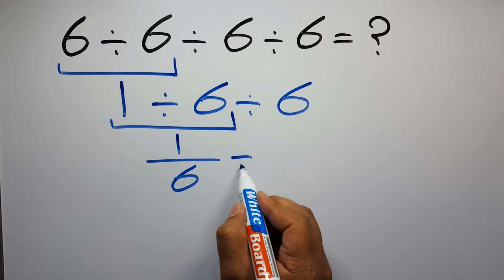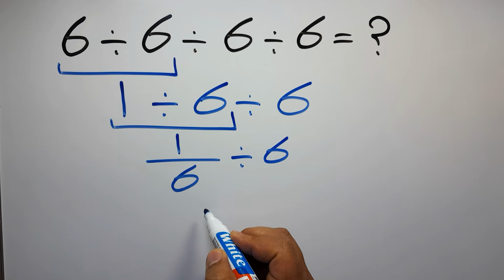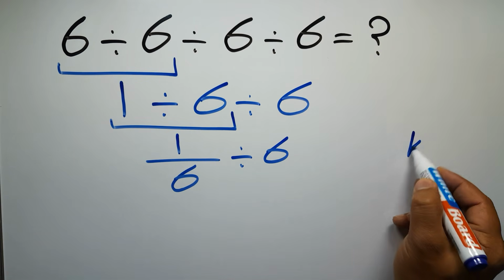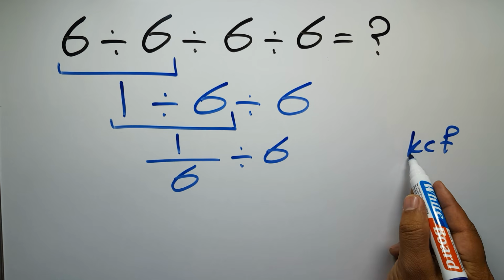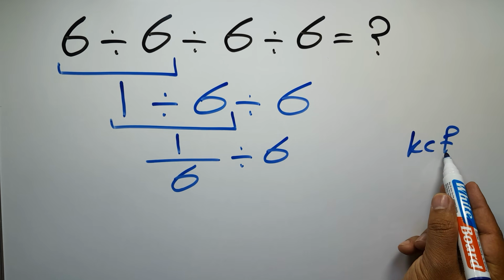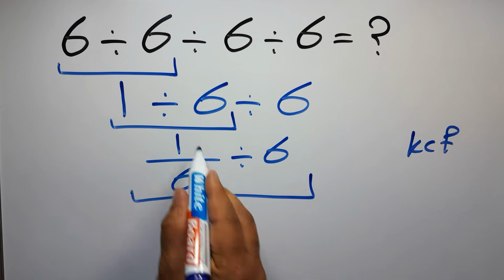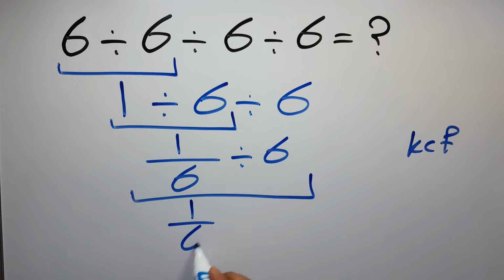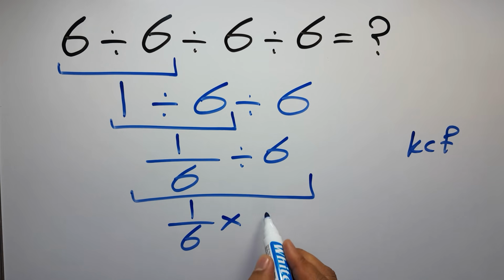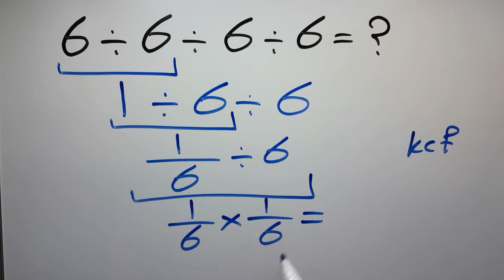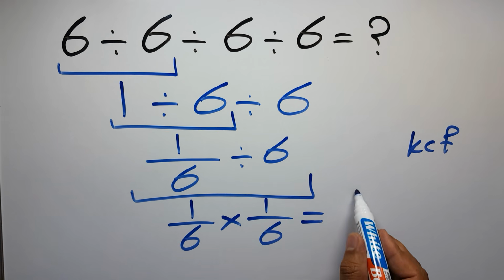Then divided by 6. Now, according to the KCF rule, K stands for keep, C stands for change, and F stands for flip. We can write: keep the first fraction, change division to multiplication, and flip the second fraction. So we have 1 over 6 times 1 over 6, which equals 1 times 1 gives us 1.